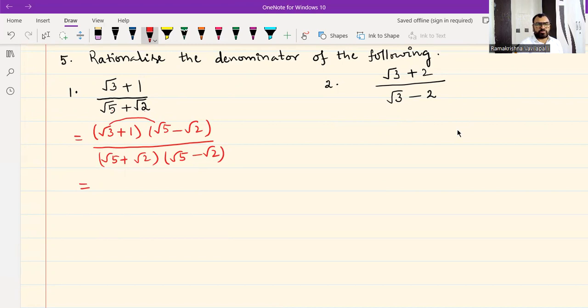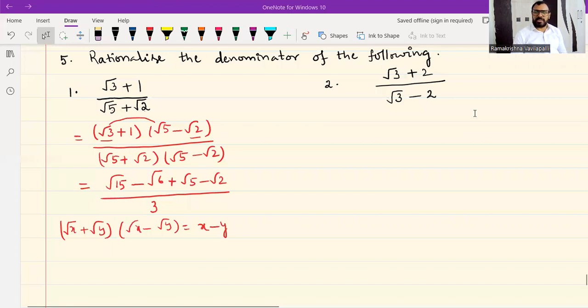In the numerator, you can just multiply as usual. Root 3 into root 5 is root 15, minus root 3 into root 2 is minus root 6, plus root 5 minus root 2, whole by, here a plus b into a minus b, this gives only 3. So this is fully simplified.